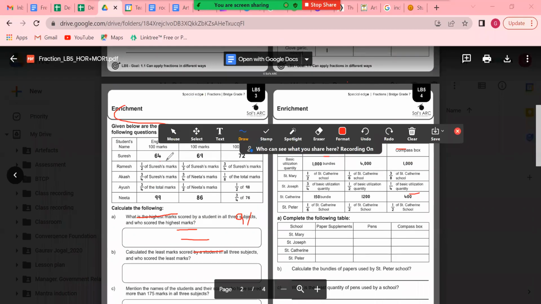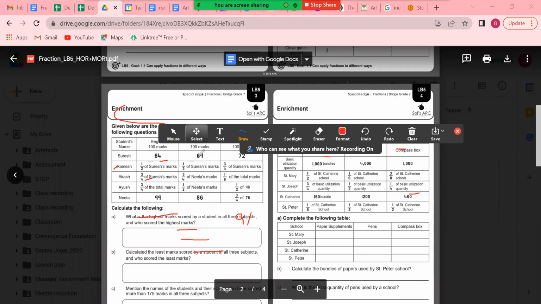If I come down now, here there are marks given of students, English and all the things. There is a table given, right? Ramesh has scored half of Suresh's marks, 1/3 of Suresh's marks, 3/4 of Suresh's marks. Akash has scored this much of Suresh's marks, this much of Nita's. The entire table is given to you. Now you have to solve this table.